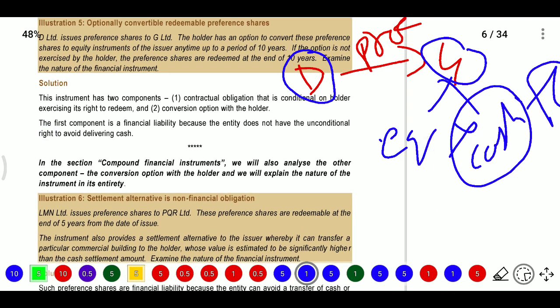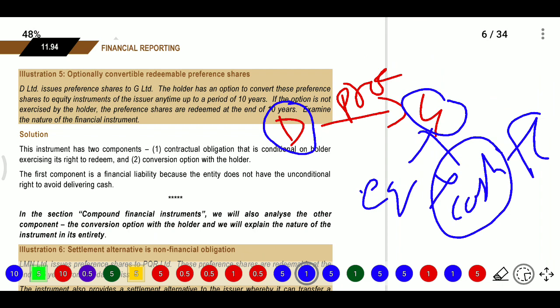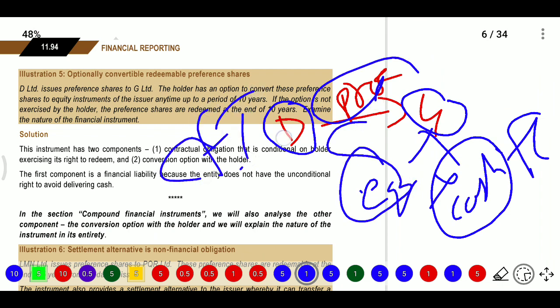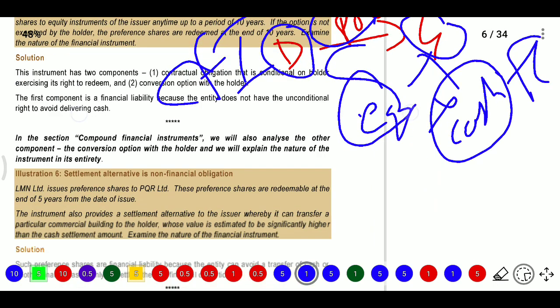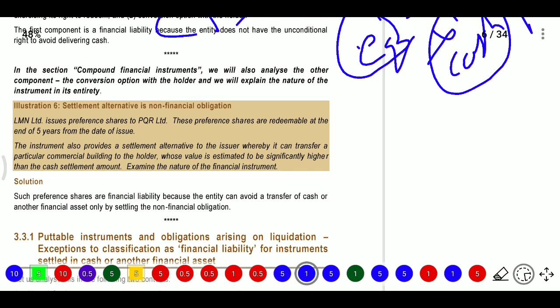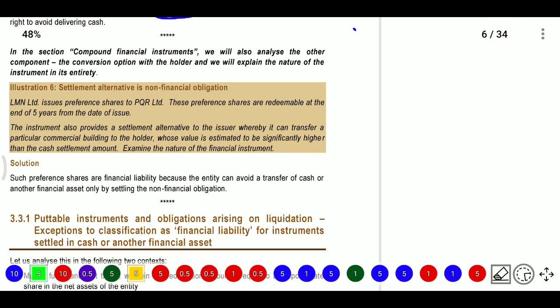In the compound financial instrument section, we will also analyze the other component, the conversion option. So here they are preference and equity option, so it will become a compound financial instrument. We will discuss it later in the next chapter. Next, another one will be question number 61.